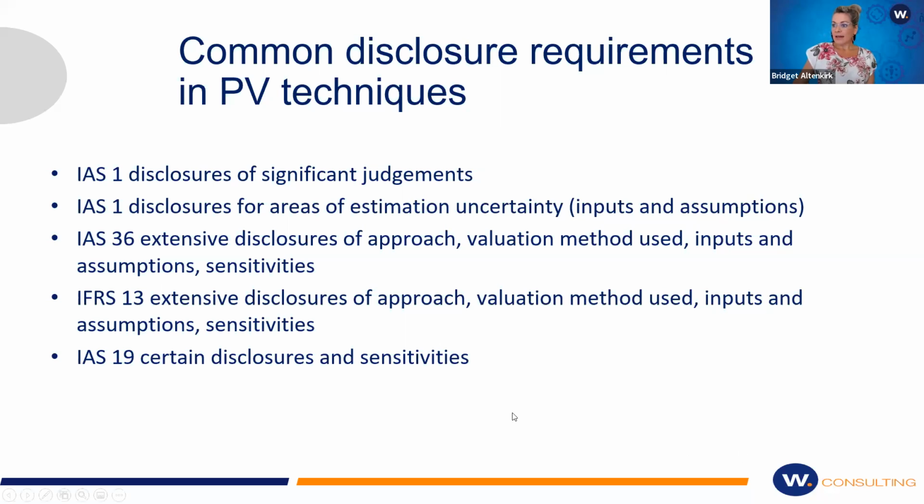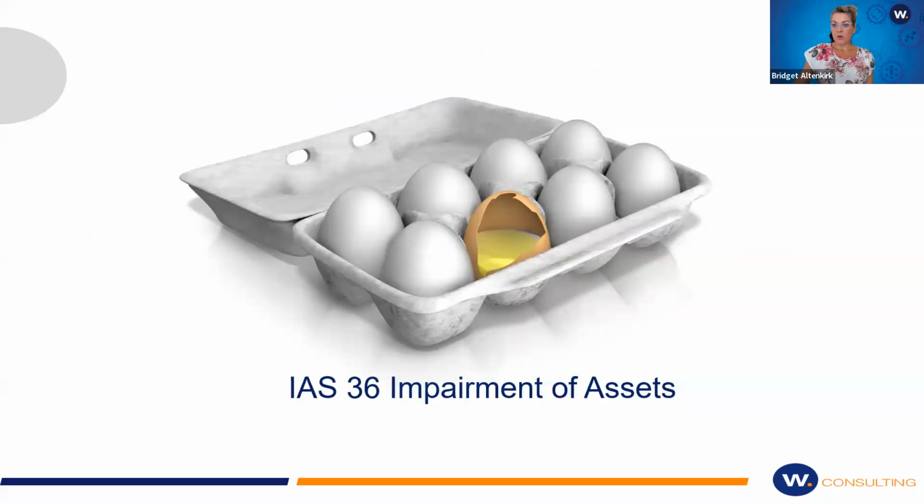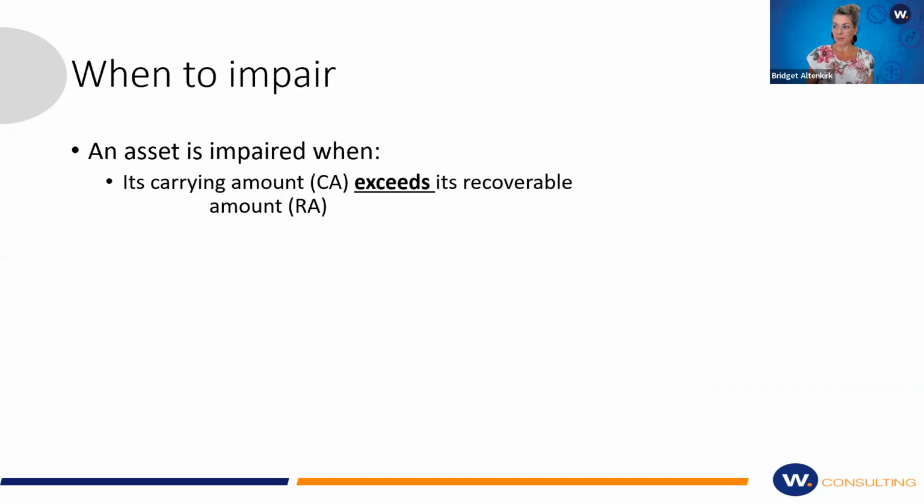So the first standard that we are going to look at now is IAS 36, which deals with the impairment of assets. And obviously, remember, we are focusing on the present value techniques which can be used when we are looking at impairment of assets and the requirements in particular around the discount rate, which should be used when management is determining whether or not an asset should be impaired.